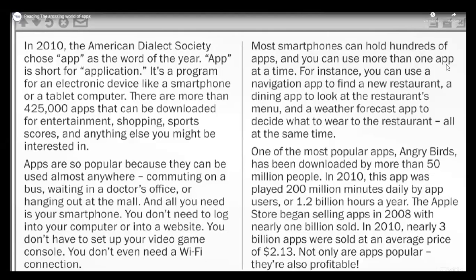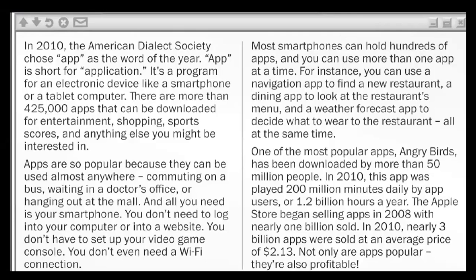Communicating on a bus, waiting in a doctor's office, or hanging out at the mall. And all you need is your smartphone. You don't need to log into your computer or into a website. You don't have to set up your video game console. You don't even need a Wi-Fi connection.